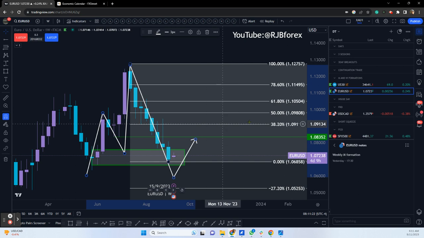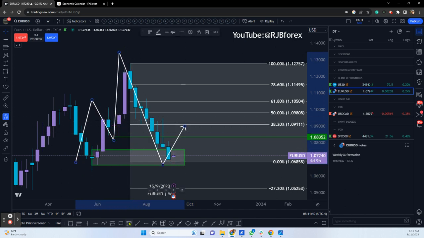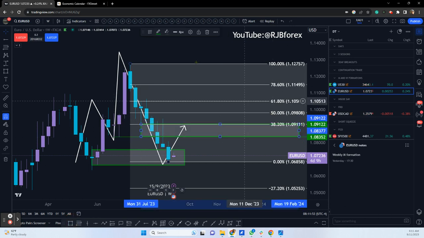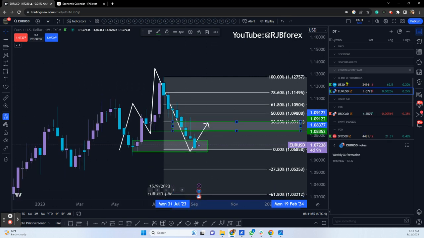the 38.2 is 109.10, which aligns with that spike low from end of July. And it's still within that sort of neckline area. All right, so we can note that level as well. So that's the upside target, might be useful for anyone there that's looking to swing trade, hold on to positions. All right, so that's the euro.